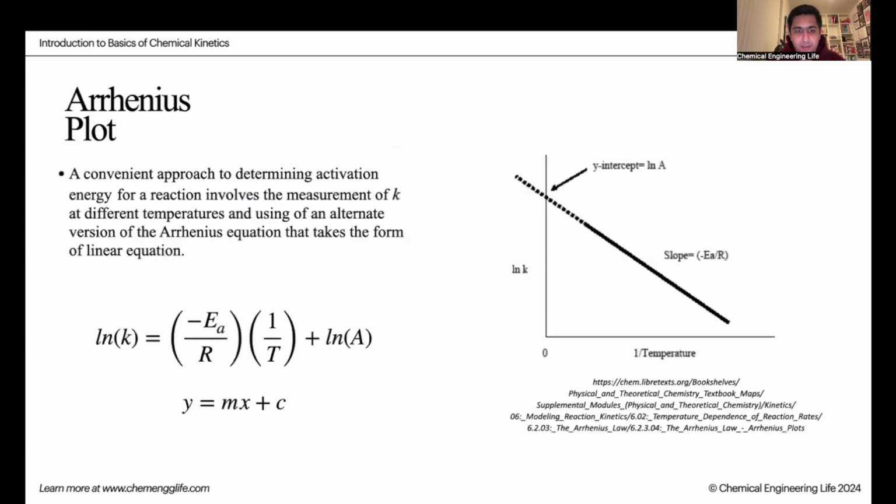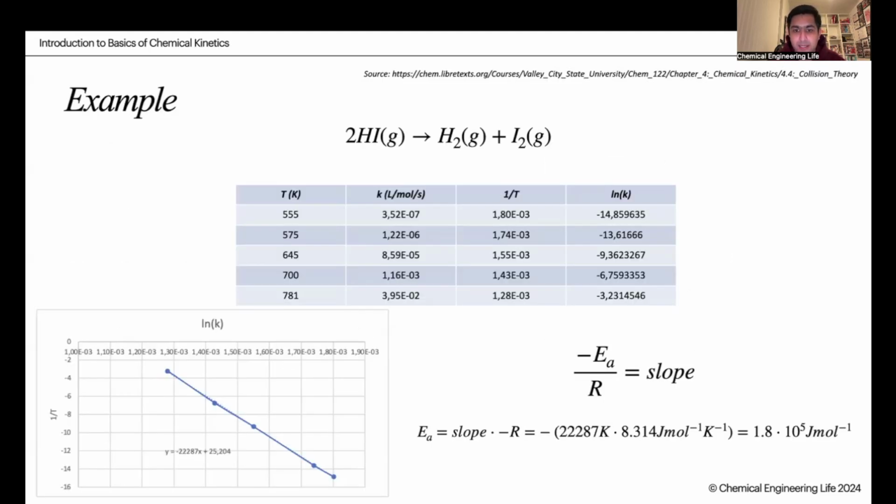So if it is analogous to the linear curve, y is equal to mx plus c, that means that the slope must be equal to negative EA divided by R. And that's what we do. So negative EA divided by R is equal to the slope. We throw in the slope value, and we know that R is a constant, 8.314. And then you can easily calculate the activation energy of any reaction, given that you have the experimental data.